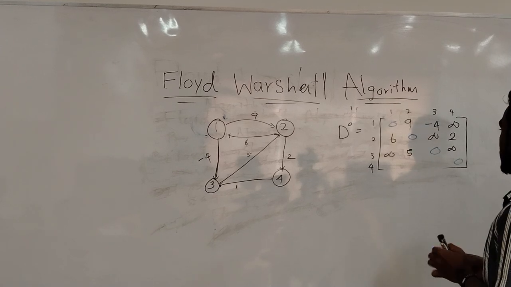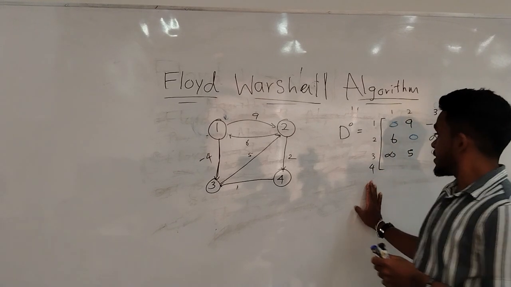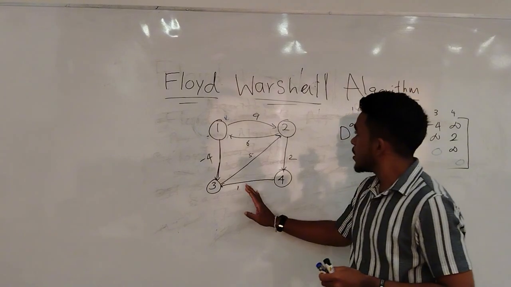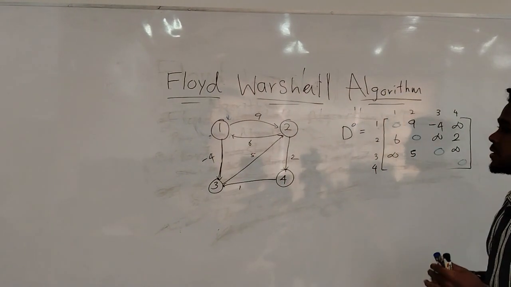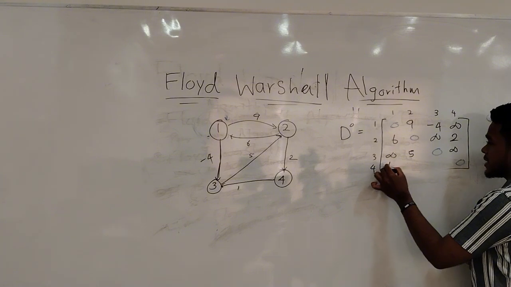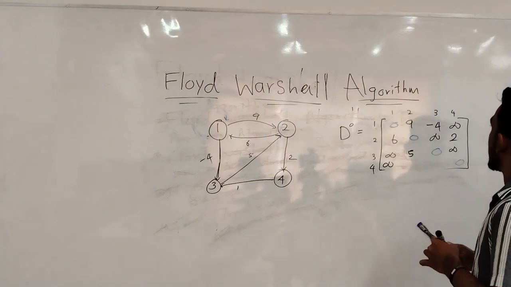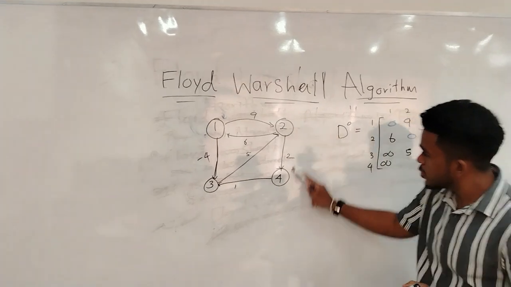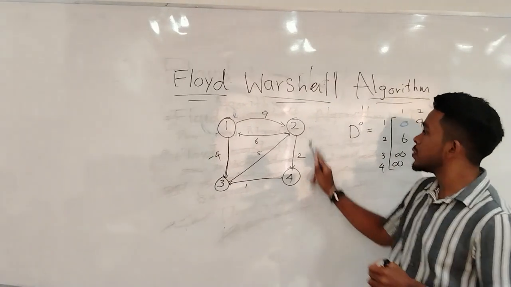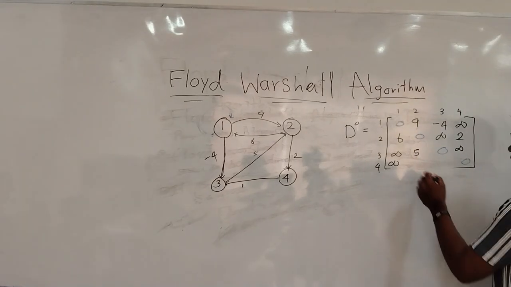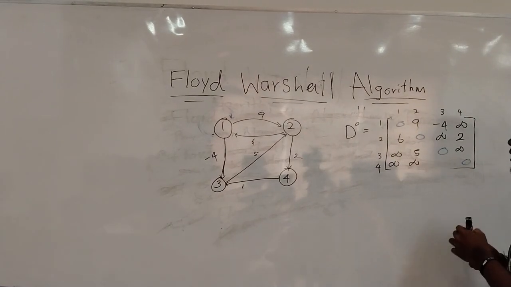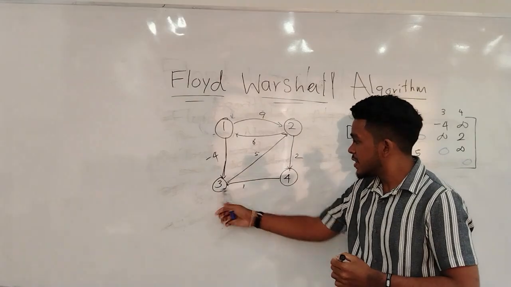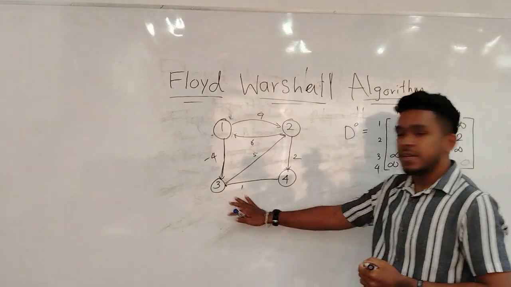Then for the fourth vertex, 4 to 1 there is no direct path, so we mark it as infinity. Then 4 to 2 there is no direct path, though there is a path from 2 to 4, so we also mark it as infinity. Then 4 to 3 there is a path, so it is 1.